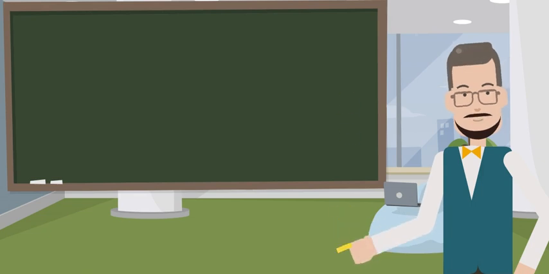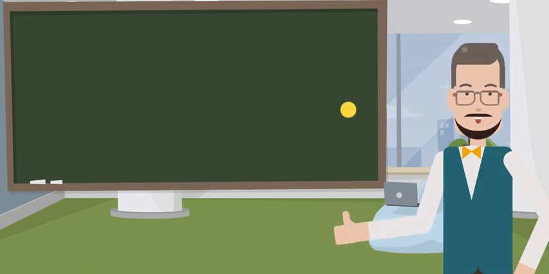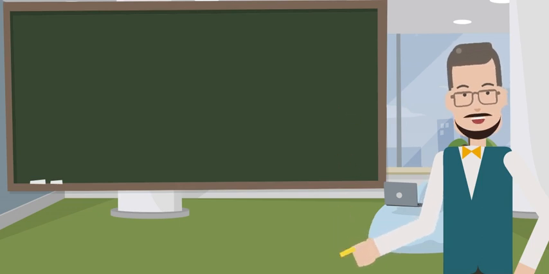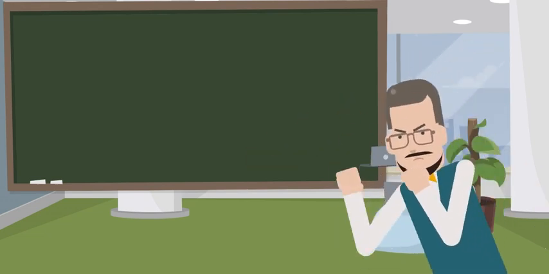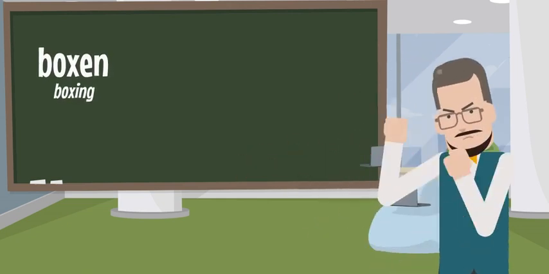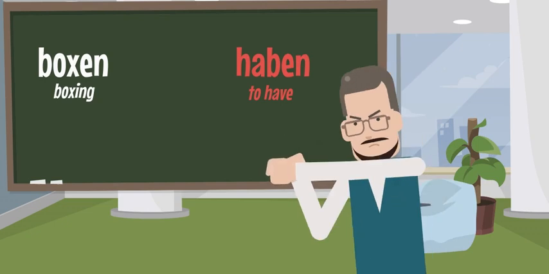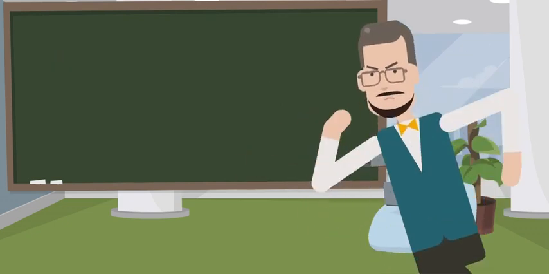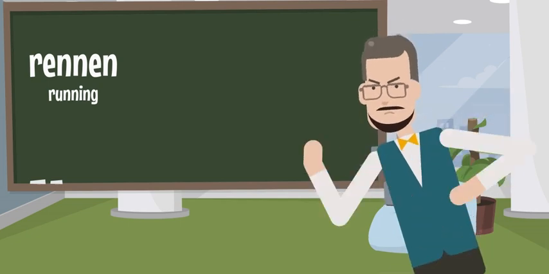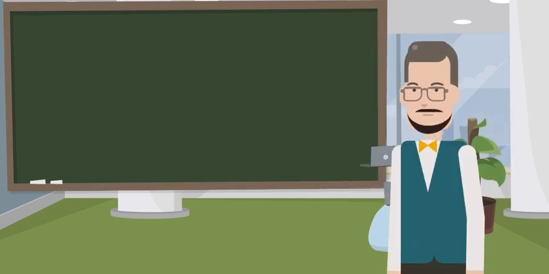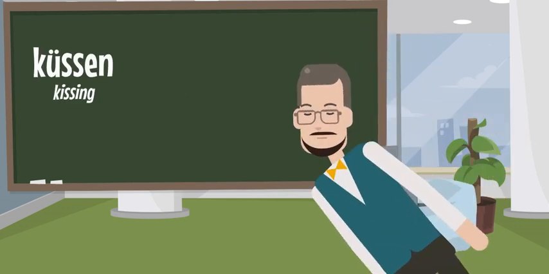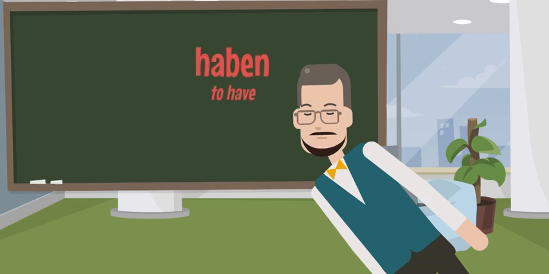Let's do a simple exercise together now. I will give you an infinitive verb, and you need to decide whether this verb requires the auxiliary verb, to be, or to have, in the perfect tense. It's easy as flipping a coin. Boxing. Running. Kissing. Hiking.